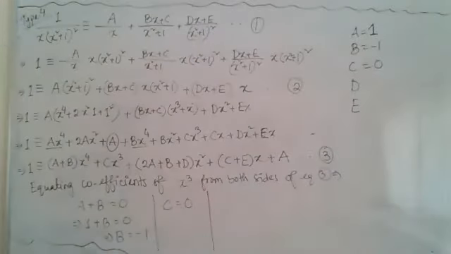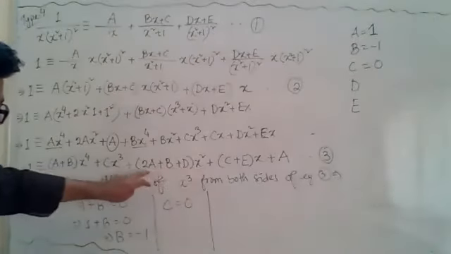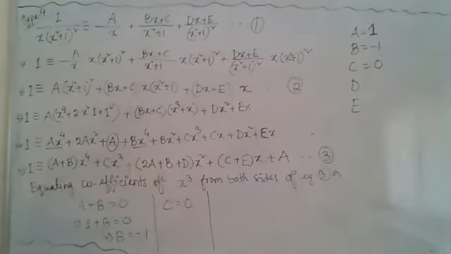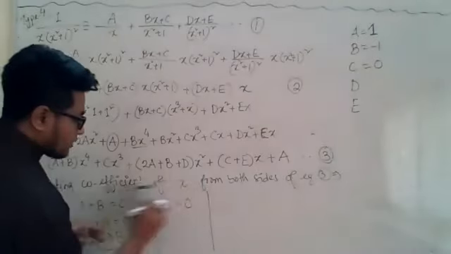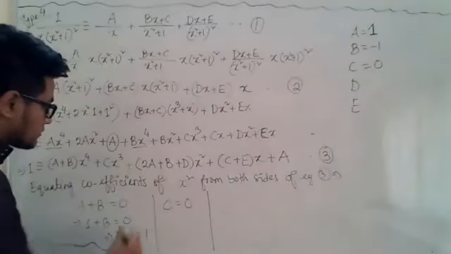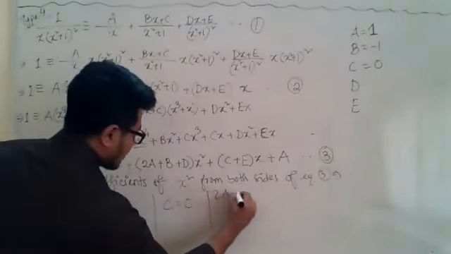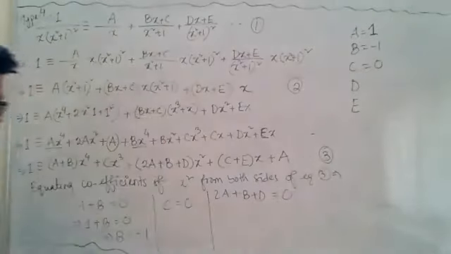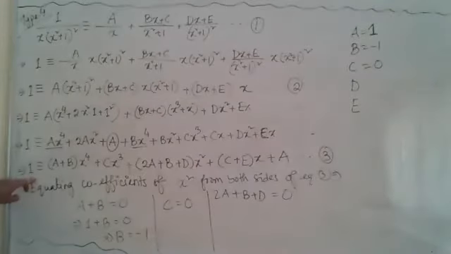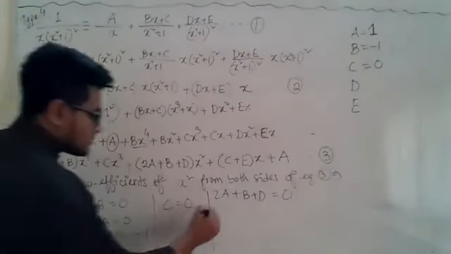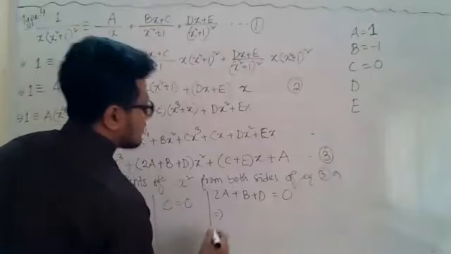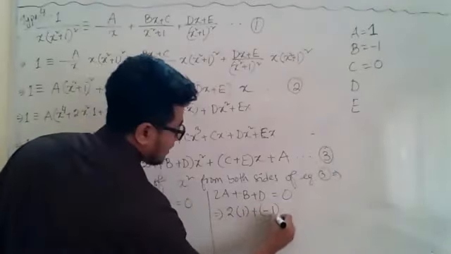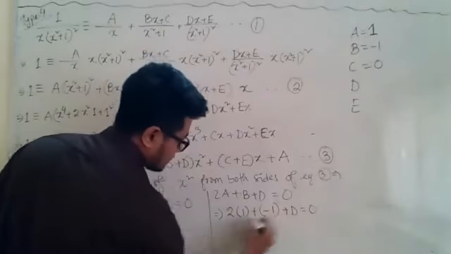Now we need to find out the value of d. See, from x square, we know the value of a and b. We can easily find out the value of d. So if I'm equating the coefficient of x square now, it will be 2a plus b plus d, which is equal to 0, because there is no term with x square here, right? So the coefficient we can consider 0. And what is the value of a? 1. So 2 into 1 plus b value is minus 1 plus d is equal to 0.